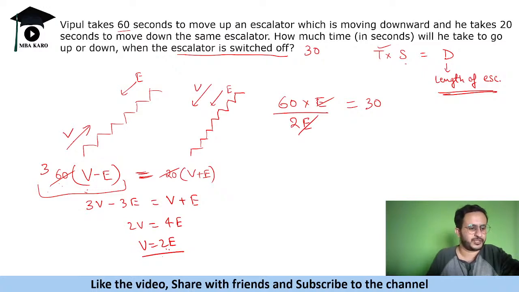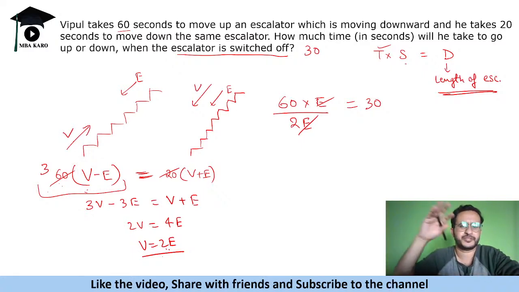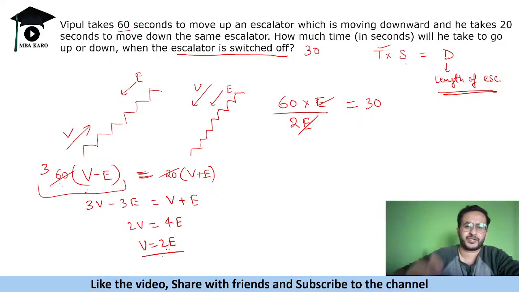Like if you talk about partnership, profit is investment into time, right? It is like some multiple of a certain thing. Interest is a proportionality thing. So everything in arithmetic is based on proportionality, and also on percentages. So if you have a good understanding of percentages and proportionality, then you can do these things quite easily. So this is how you do escalator based questions.